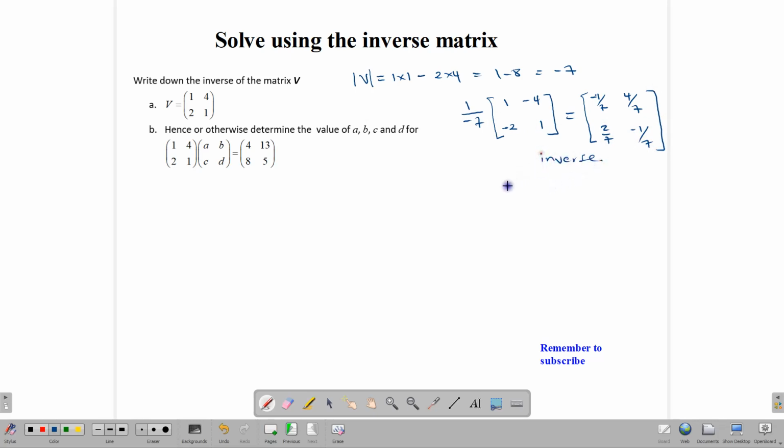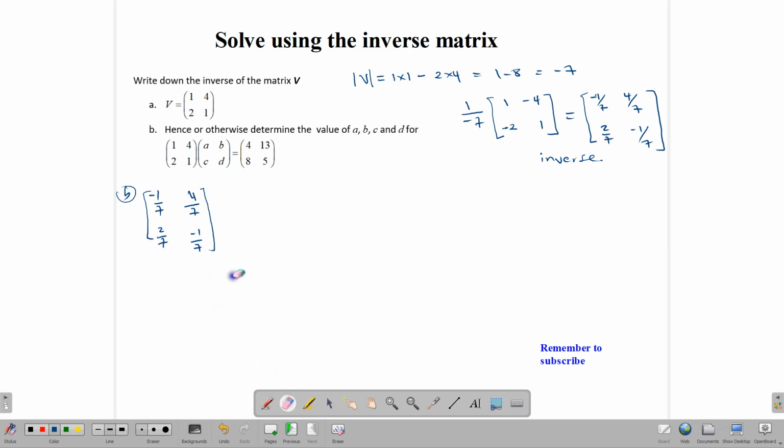Once we find our inverse, we can now use it to solve this system of equations and get our answers for A, B, C, and D. And what we're going to do now, since our coefficient is on this side, we definitely need to pre-multiply. So we're going to write down our inverse, which is negative 1 over 7, 2 over 7, 4 over 7, and negative 1 over 7.